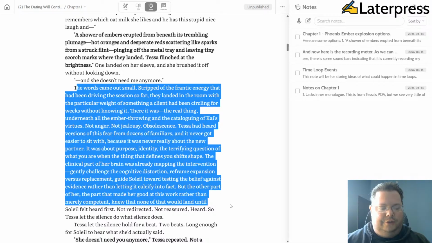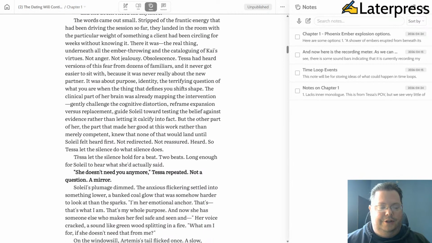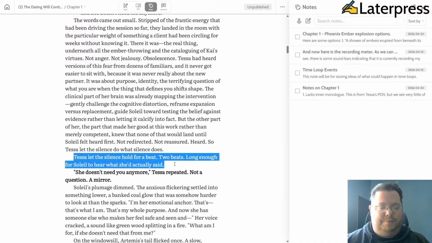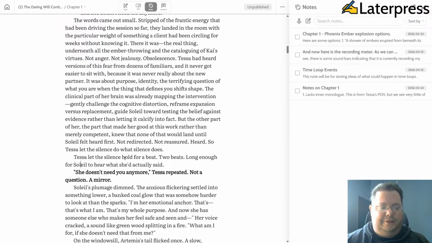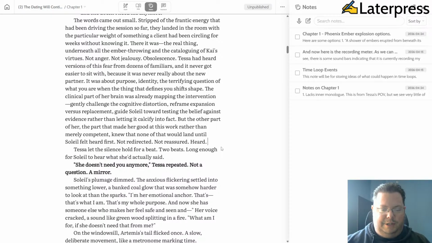And I also think this is good acknowledgement for a beat. But then you also have to see, here's where the non-revised part picks up. "Tessa let the silence hold for a beat, two beats, long enough for Sleal to hear what she'd actually said." So we can get rid of this because we already have silence in the very next paragraph.